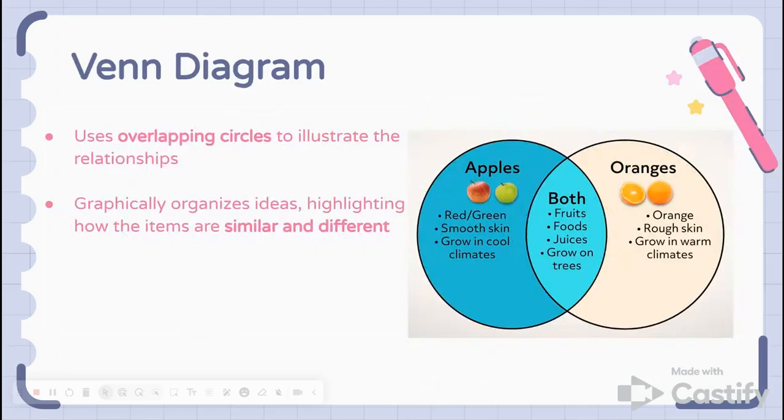The next type of graphic organizer is the Venn diagram. The Venn diagram graphic organizer uses overlapping circles or other shapes to illustrate the relationships between two or more sets of items. Venn diagram graphic organizers graphically organize ideas, highlighting how the items are similar and different. They're widely used in mathematics, statistics, logic, teaching, linguistics, computer science, and business.